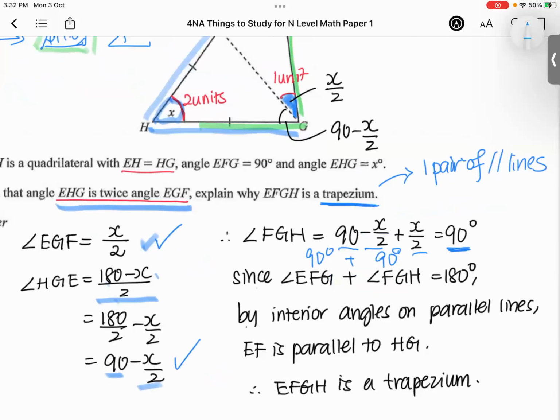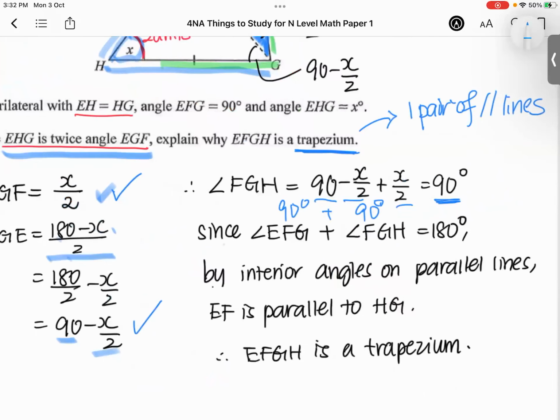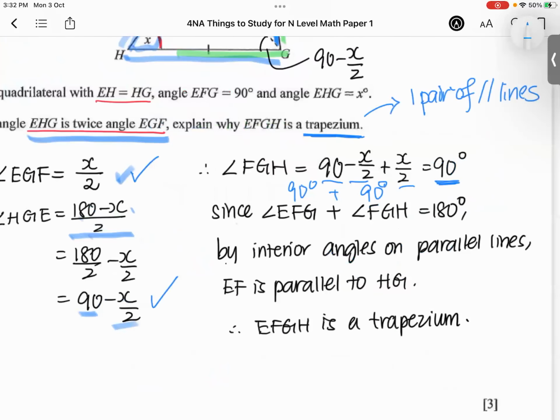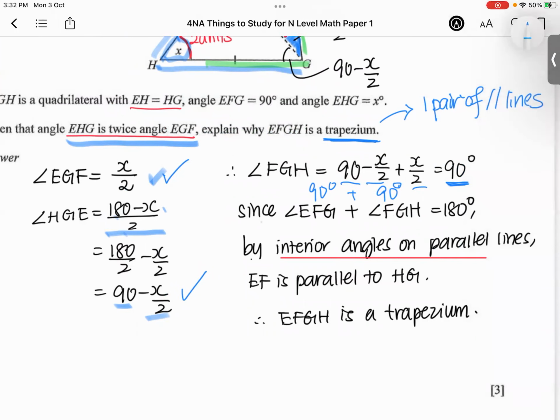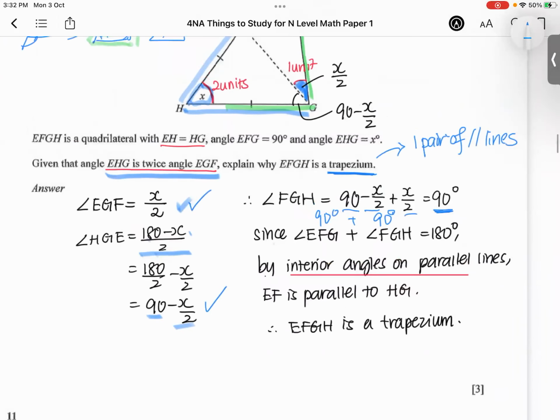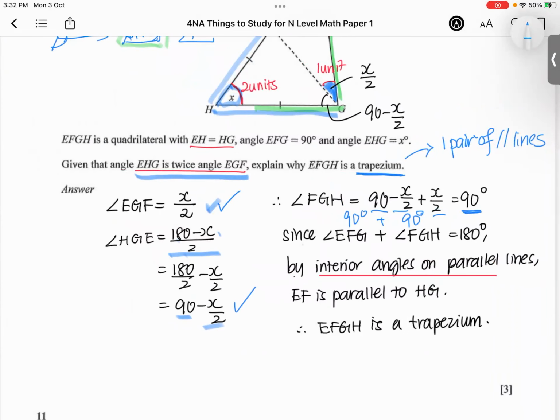By interior angles on parallel lines. You need to quote the property name itself, you need to state the property name. Therefore, the lines are parallel. If it's parallel, it's a trapezium.